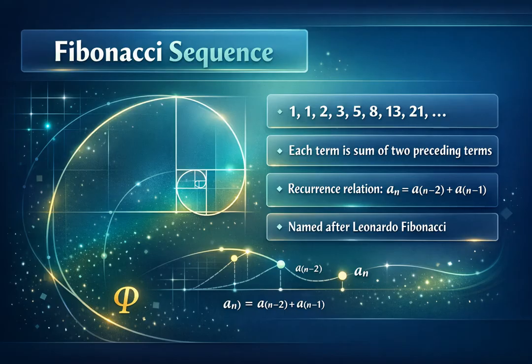The Fibonacci sequence is famous: 1, 1, 2, 5, 8, 13, 21, and so on. Each term is the sum of the two preceding terms. The recurrence relation is an equals an-2 plus an-1. This sequence appears throughout nature, in flower petals, pine cones, and shell spirals.